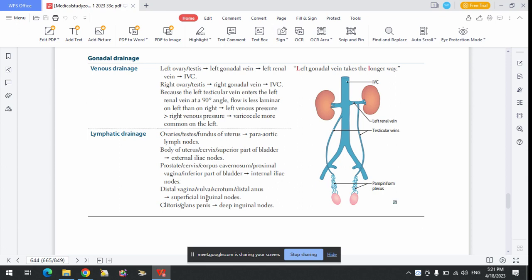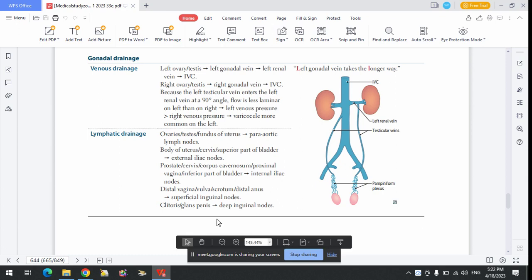The way to learn the deep inguinal is that it is the last. That's the deepest. That one is only for the glans, your glans clitoris and your glans penis. Deep inguinal. Very straightforward. Once you see glans clitoris, glans penis, deep inguinal, that's what you should be looking for.